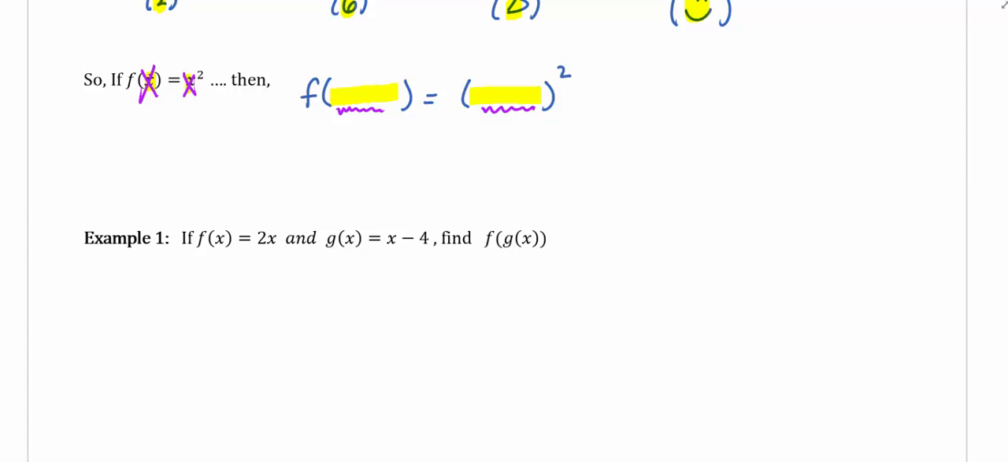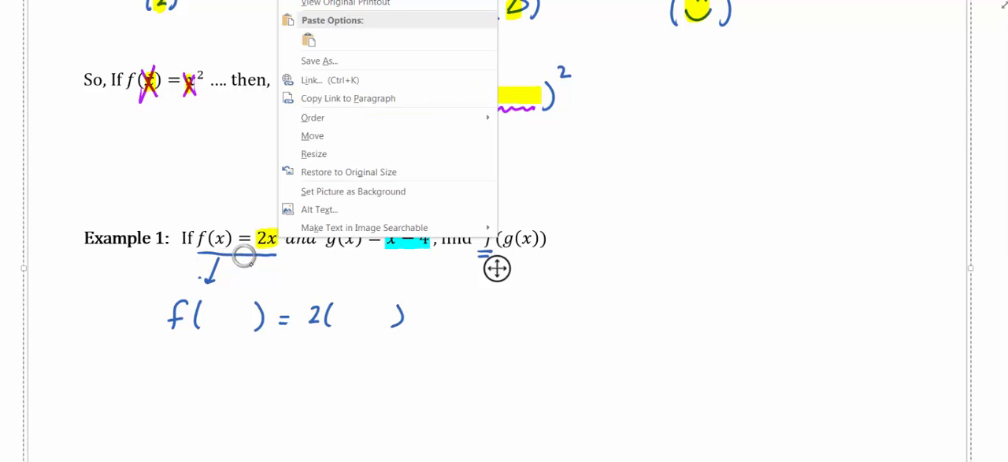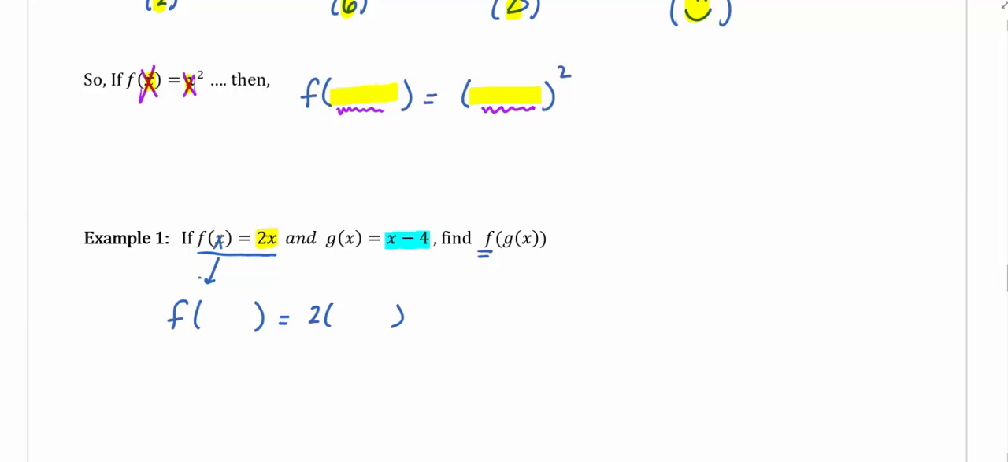The first one we're going to do is f of x equals 2x, and g of x equals x minus 4. I want to find f of g of x. Notice that f is on the outside, and f equals 2x. So I'm going to rewrite that: f of something equals 2 times something. Instead of x, I'm erasing x and keeping open parentheses.